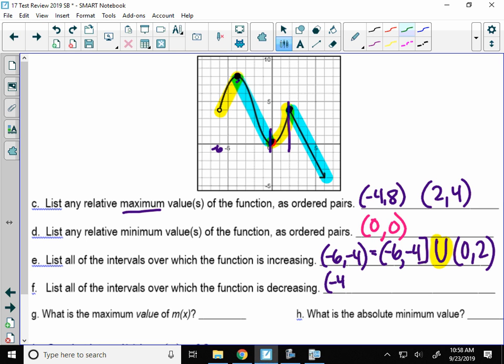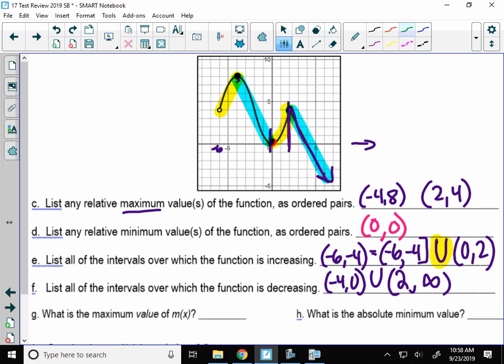And also, again, starting at 2, but be careful, I'm decreasing forever. I'm decreasing all the way as the x's go out this way towards infinity. Don't put negative infinity because the arrow is going down. That's the y's. The x's are going out forever to the right. So that's why we have an infinity. Infinity always has to have a parenthesis.